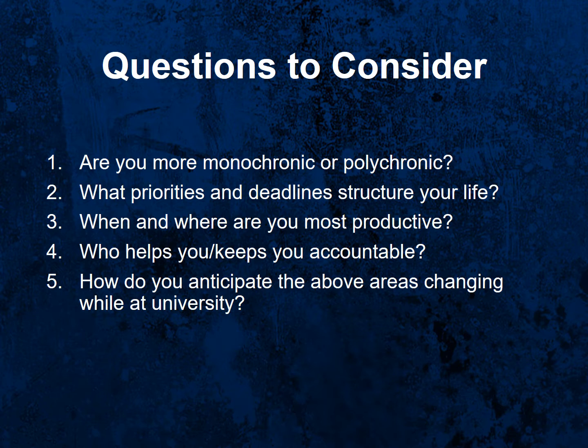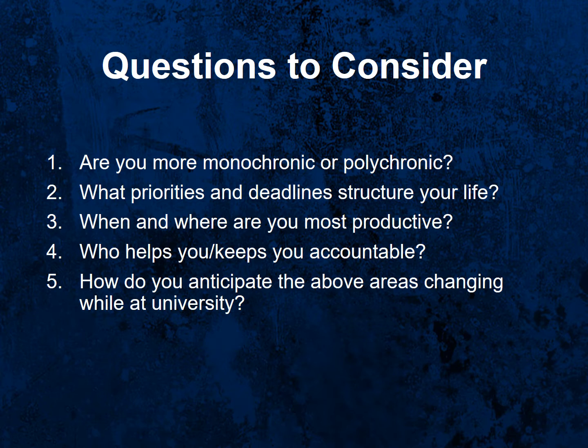Here are some questions for you to consider. Number 1, are you more monochronic or polychronic? You may think you're more polychronic and you feel like you can do 10 different things at once, but please be wary and cautious of that, as this can actually be hindering your productivity. Number two, what priorities and deadlines structure your life? As an example, you as a student athlete will have different priorities and deadlines than somebody at the University of Toronto who is here as a student and not a student athlete.